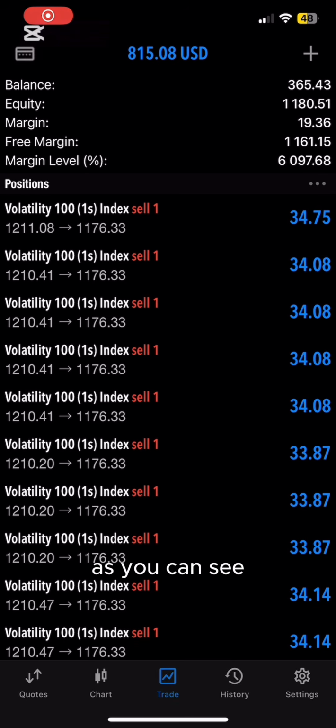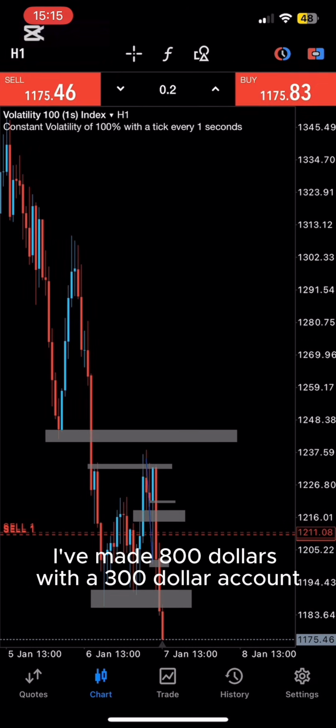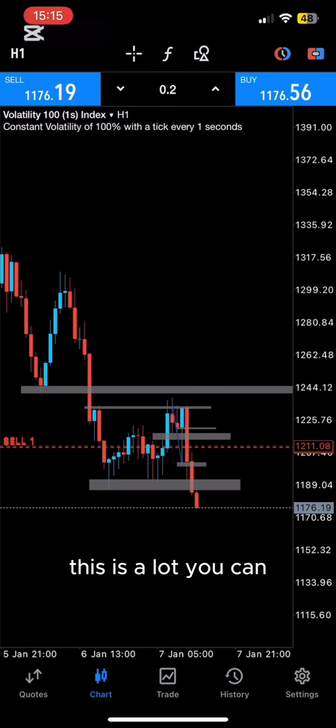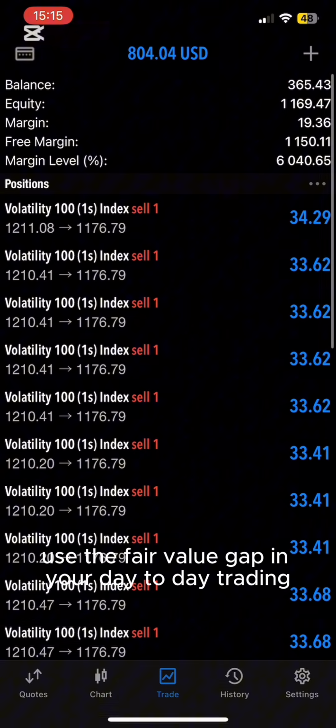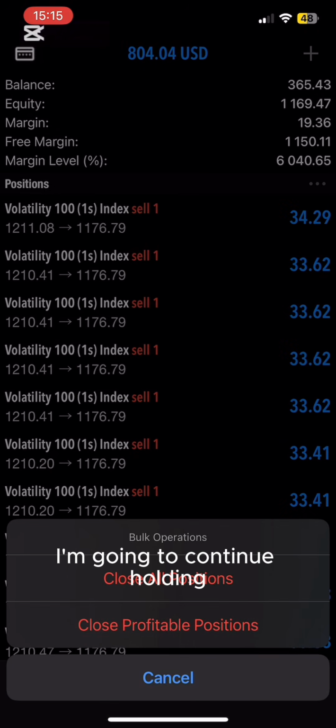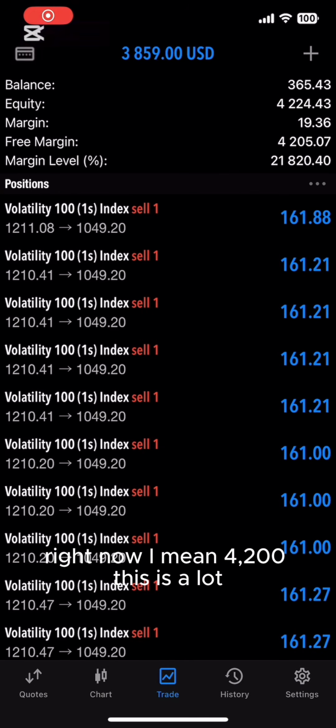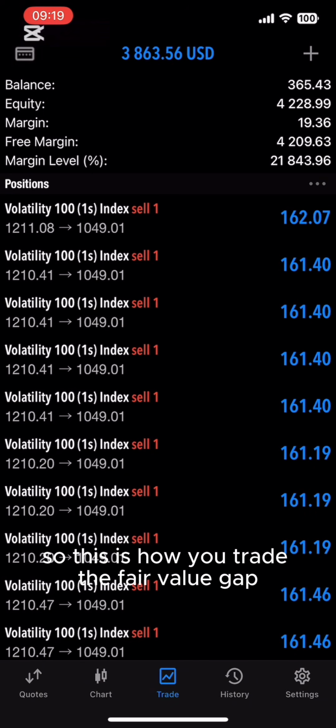As you can see, I've made $800 with a $300 account. This is a lot. You can always use the fair value gap in your day-to-day trading. I'm going to continue holding and see if I can maximize. Right now I'm in 4,200. This is a lot. So this is how you trade the fair value gap.